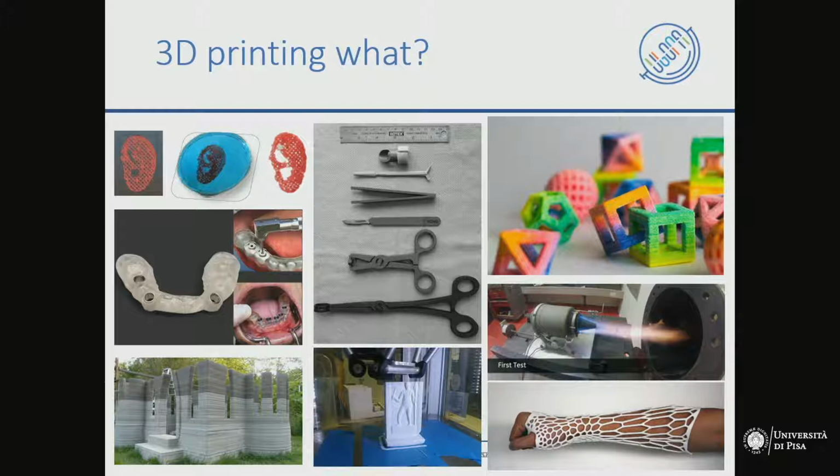What can you 3D print? How many types of material? You can 3D print, with additive manufacturing, practically every type of material. You can 3D print ceramic, plastics, metal, living organisms.